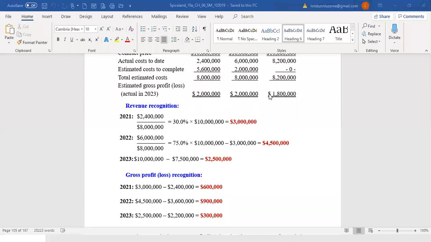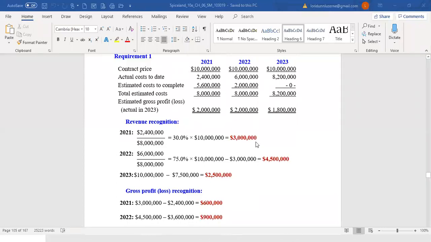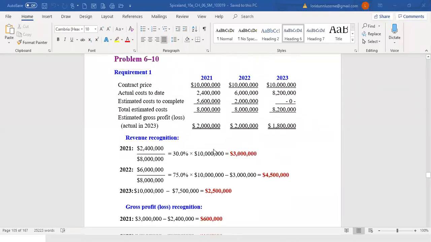So remember, the amounts we determined up above in this table are not how much gross profit is recognized each year, but of the total revenue and total expected cost, what the total gross profit would be. And we update that each year as our actual costs actually change.